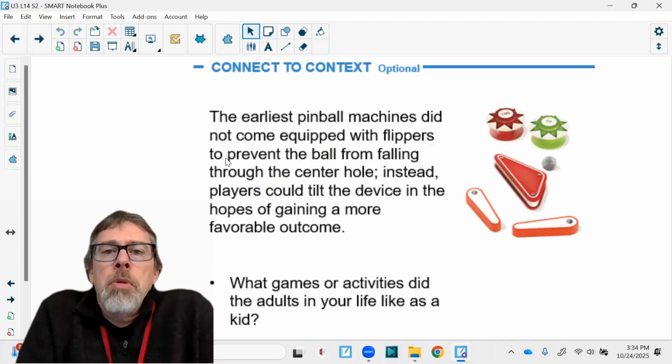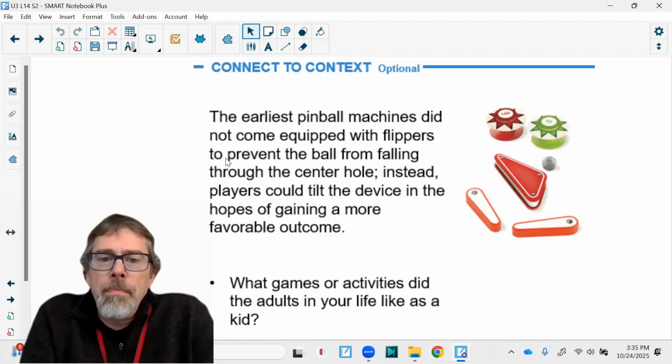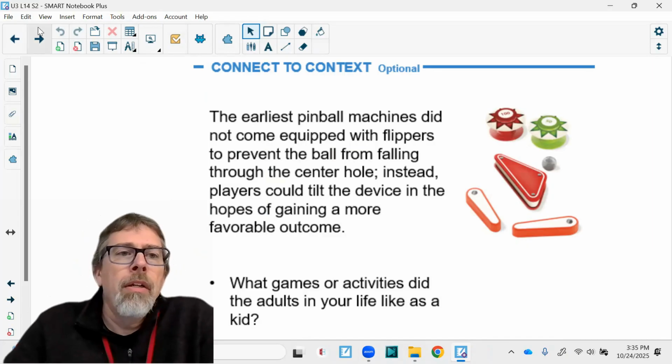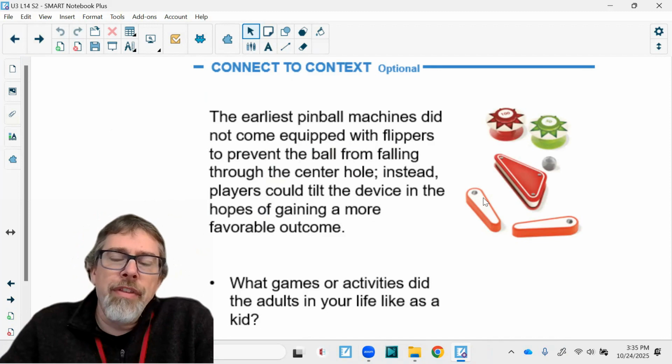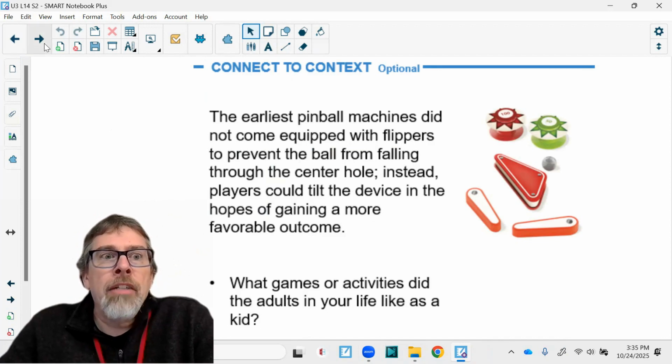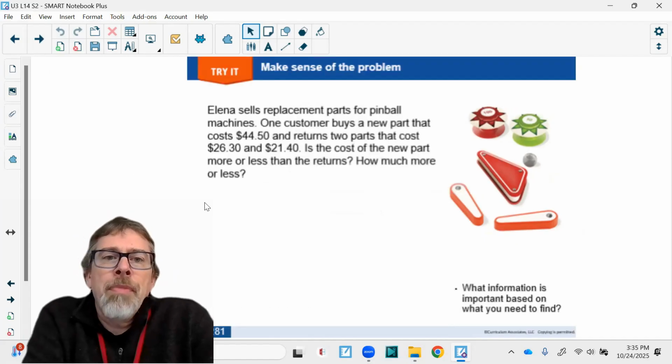The earliest pinball machines did not come equipped with flippers to prevent the ball from falling through the center hole. Instead, players could tilt the device in the hopes of gaining a more favorable outcome. But then the new machines, when they have these flippers, if you try to lift the machine, it'll actually default the game, and it was actually called a tilt. So anyway, here's a problem.